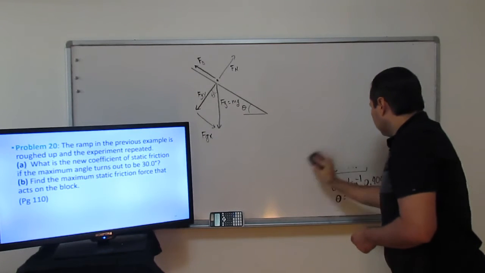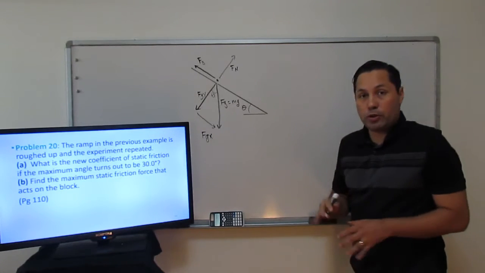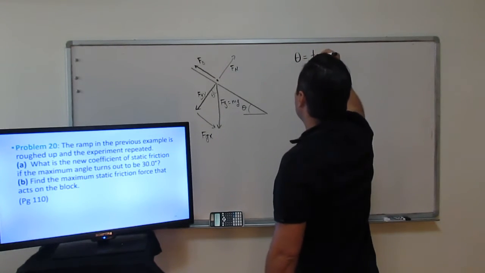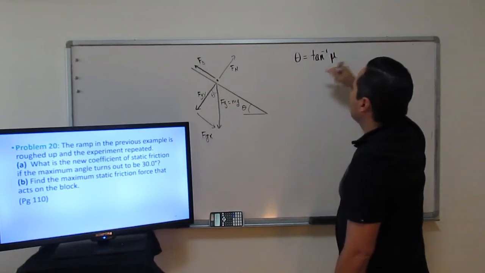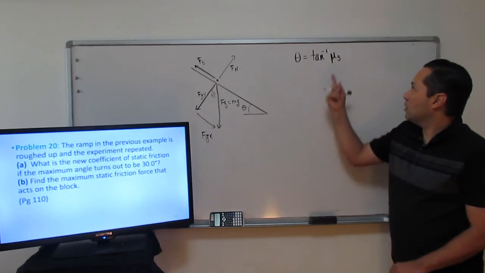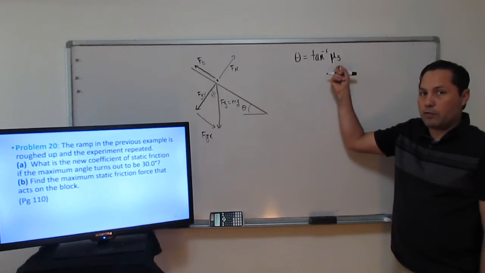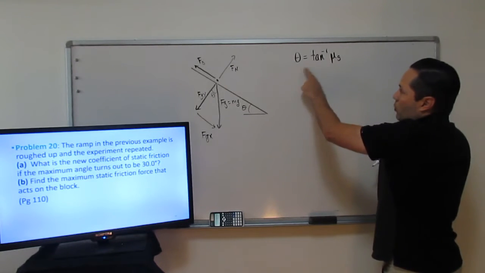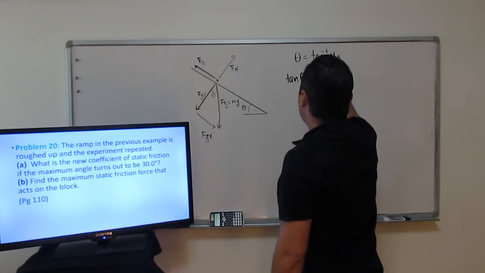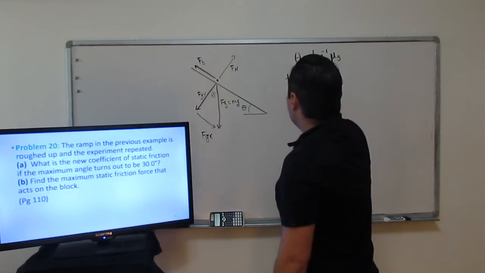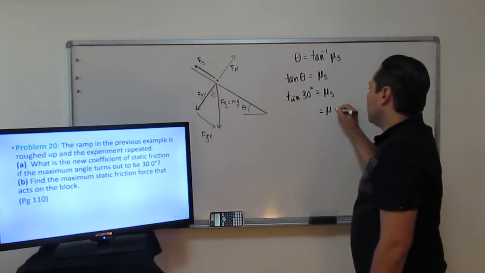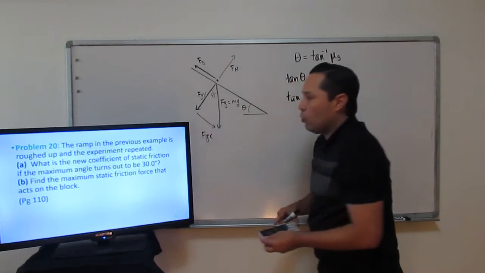So they're saying the new angle is 30. They roughed up the ramp. To figure out the angle, we have theta equals inverse tangent of the coefficient of static friction. So what if the new angle is 30? Well, we would just use tangent of theta to get the new coefficient of static friction. So we have to get tangent of 30, and that's going to give us a new coefficient of static friction.